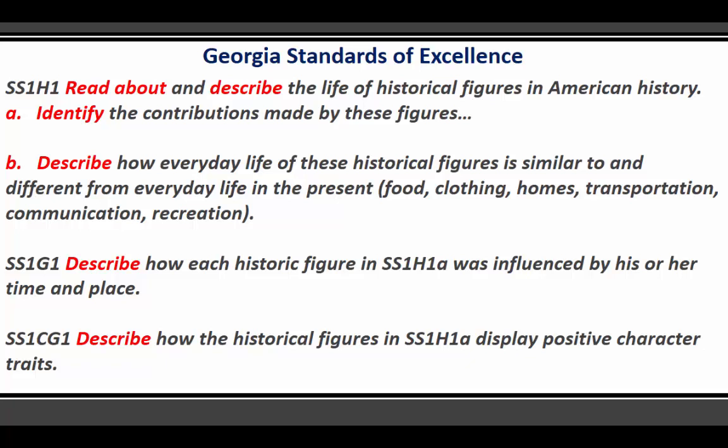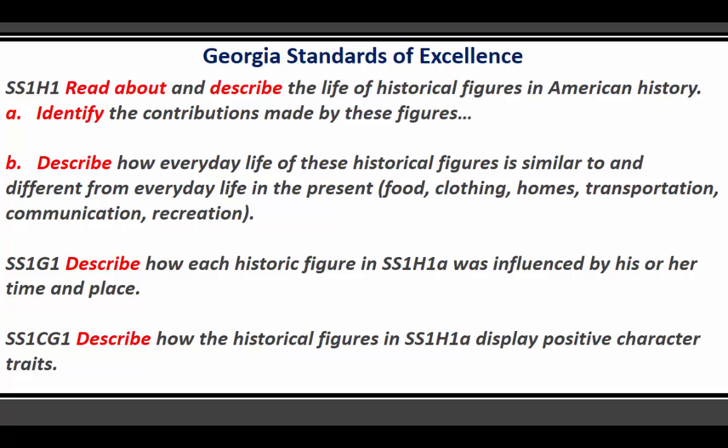In Element B, students will describe how the everyday life of these historical figures is similar to and different from present everyday life. This includes similarities and differences in food, clothing, homes, transportation, communication, and recreation.